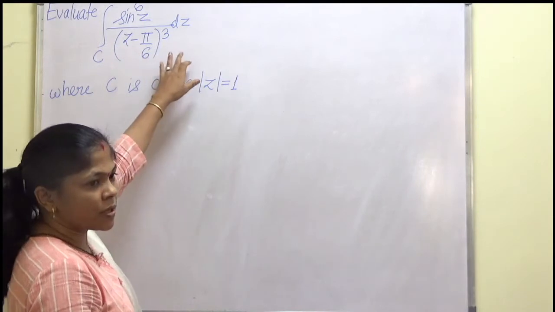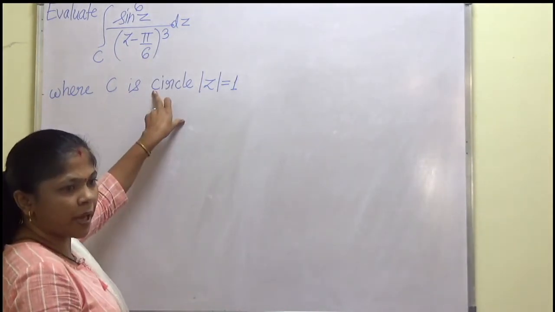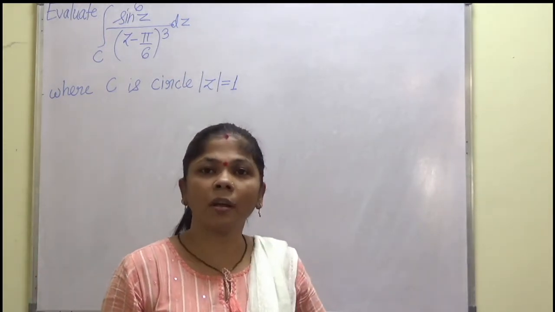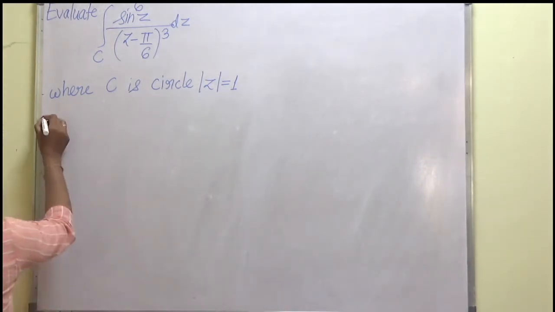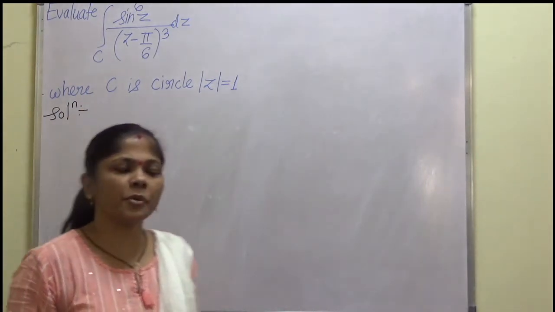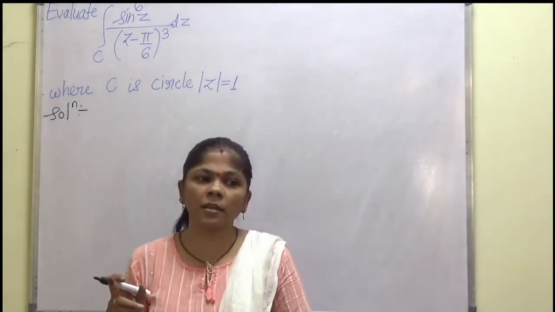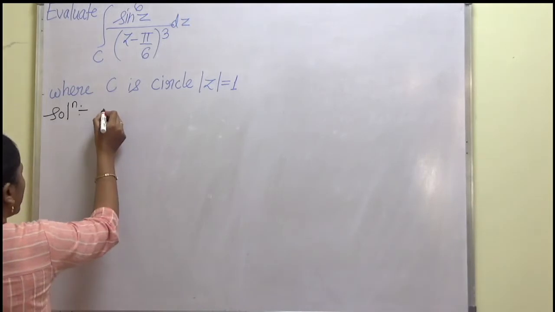Evaluate the integration over C of this, where the circle C is defined by mod of z equal to 1, which has a center at the origin and radius of unity. So let us solve this. What is our procedure? As we have discussed earlier, what is our procedure to solve any problem? First step is to draw the circle. So the circle is this. Here we have identified the center and radius.